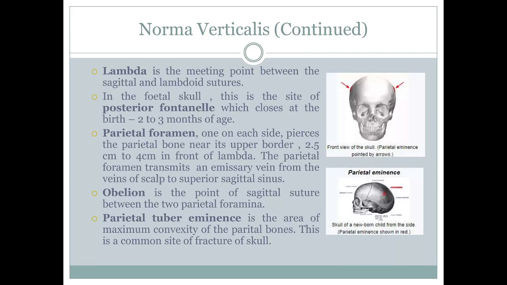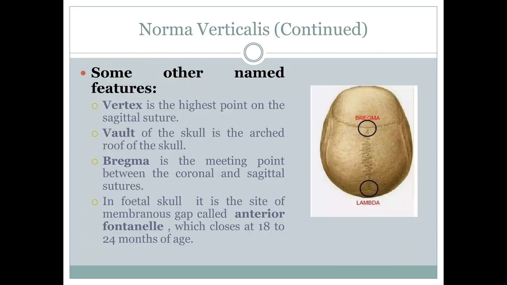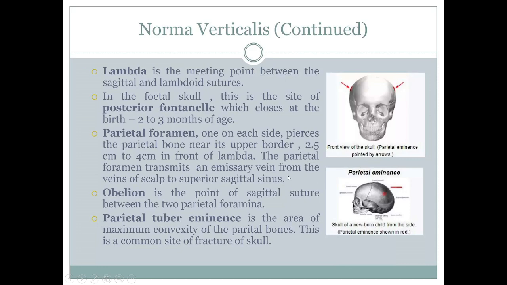Then lambda. It is the meeting point between the sagittal and the lambdoid suture. What is the lambda? It is the meeting point of the sagittal and the lambdoid suture. It's called lambda. In the fetal skull, this is the site of the posterior fontanelle, which closes at 2 to 3 months of age.